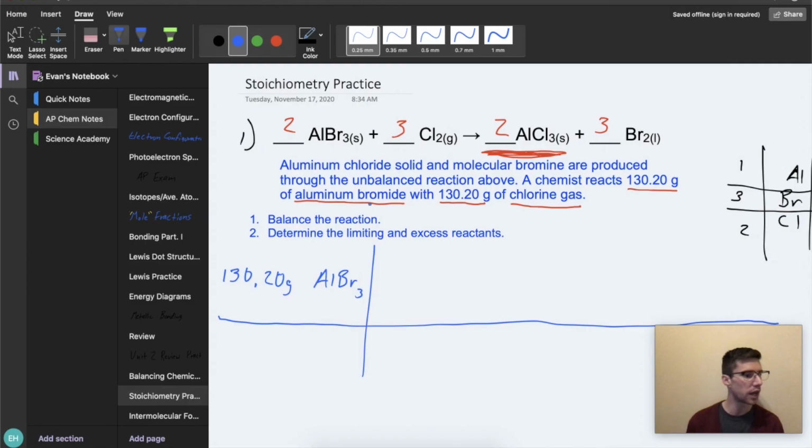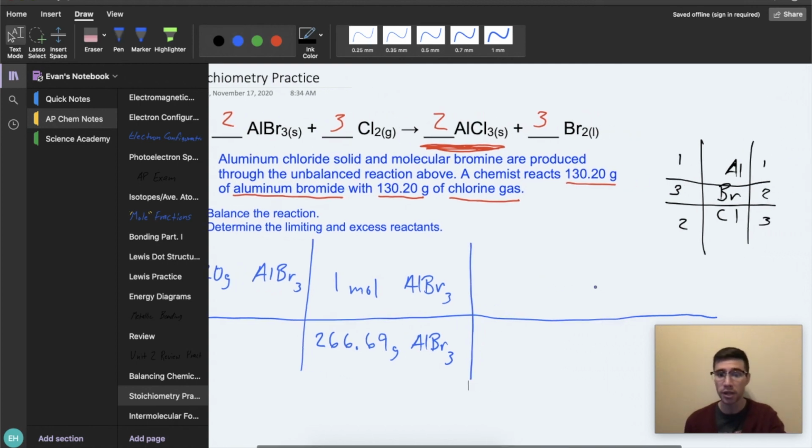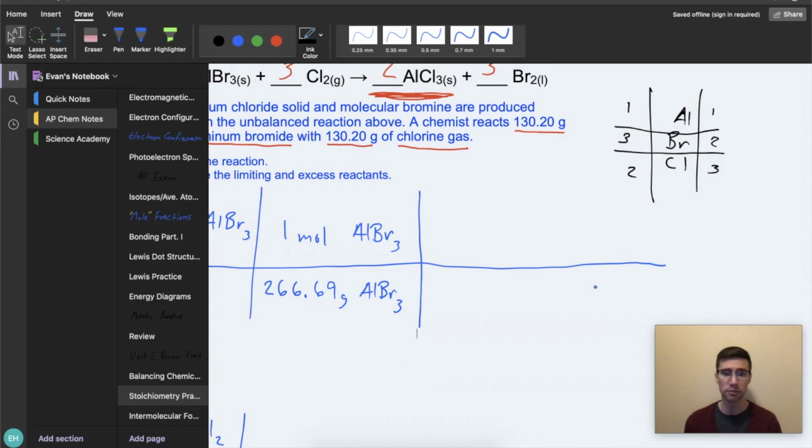So the way that I'm going to do that here is I know the molar mass, and you guys can either look this up or calculate it with a periodic table, but I know the molar mass of aluminum bromide is 266.69 grams. So that's how much aluminum bromide is in 1 mole of aluminum bromide. Because remember, moles of anything is based on how many molecules we have, right? Not what they're made of or how big they are or whatever, okay?